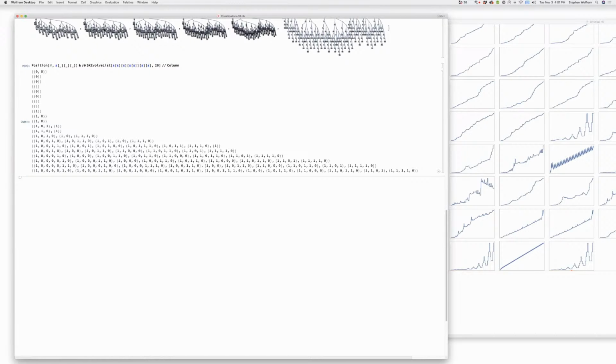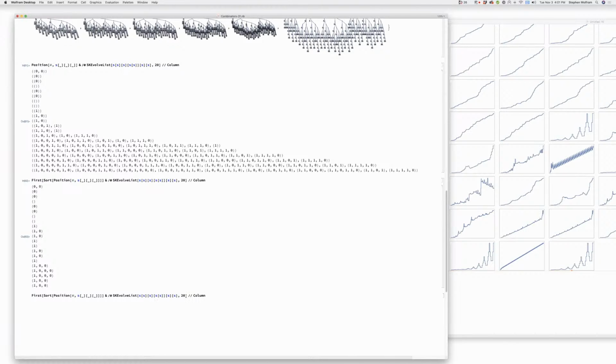Now, the particular way that I'm making the pictures above, I have a particular way of choosing which position to use. I'm sorting those positions, shortest first. I'm taking the first of those sorted positions. So here, I'll get those results, and this will be the actual position of the thing that I'm applying the rule to. So this is kind of interesting to look at, where is the rule getting applied.